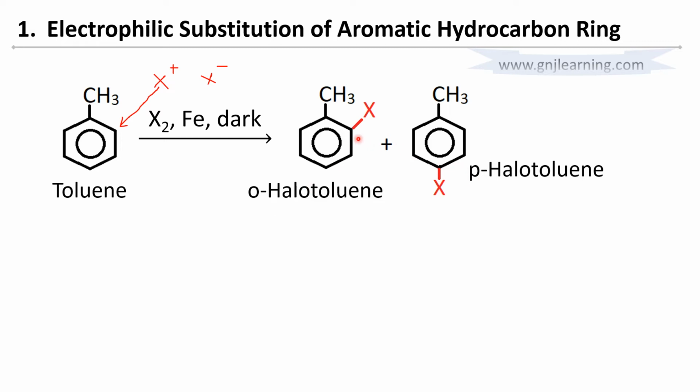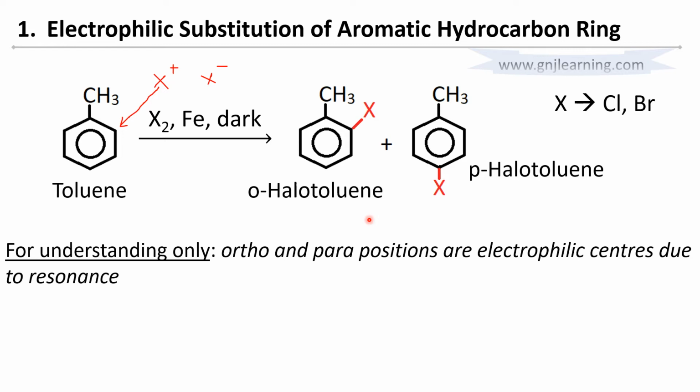Which are the ortho and para positions? The second carbon is the ortho position and the fourth carbon is the para position. Clear? Why are these ortho and para positions electrophilic? Let us see that. Again X means Cl or bromine, and it is due to resonance. Ortho and para positions are electrophilic centers due to resonance. It's for your understanding. If you draw the resonating structures of toluene, I have toluene with a CH3 group attached to benzene.